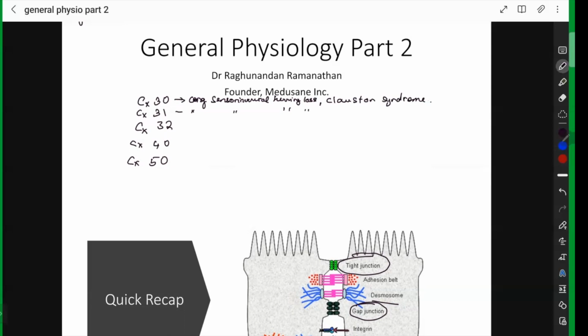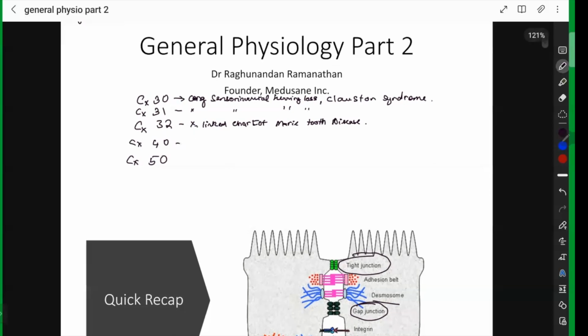Your 32 is going to deal with X-linked Charcot-Marie-Tooth disease. Connexin 40 is going to deal with idiopathic atrial fibrillation. And your CX50 is going to deal with cataract.